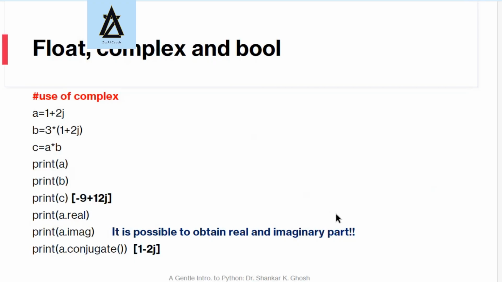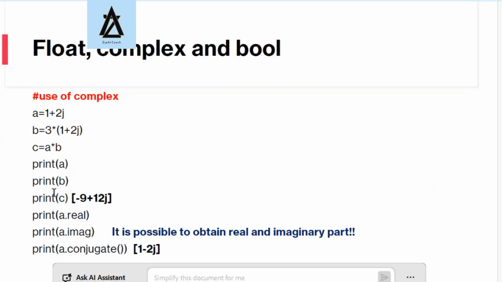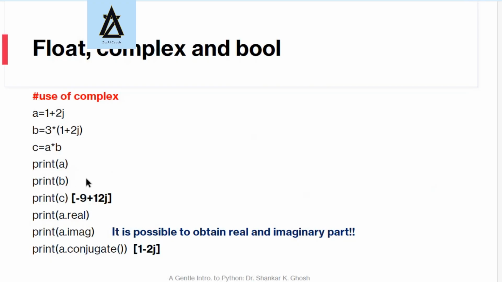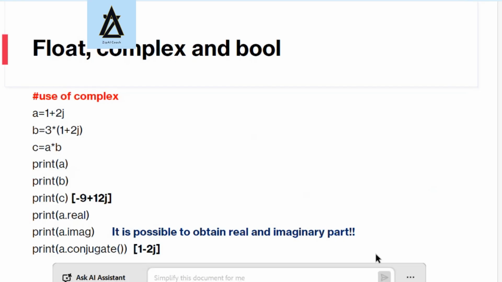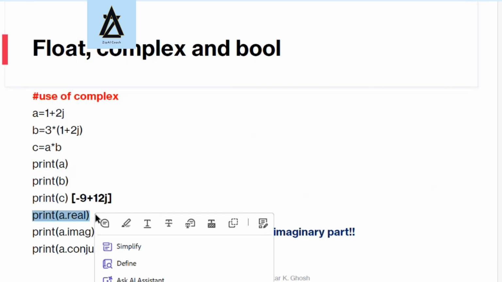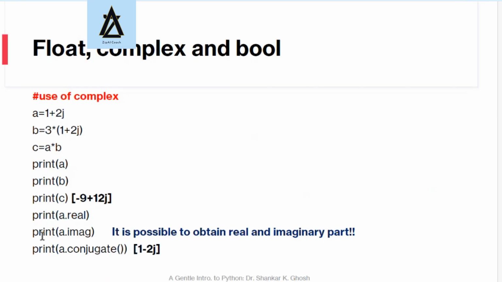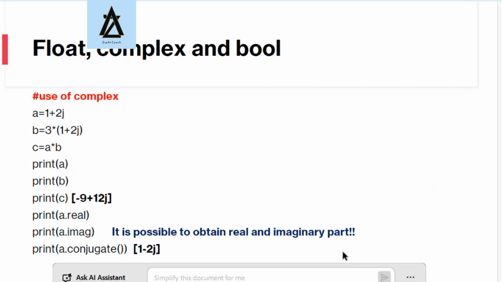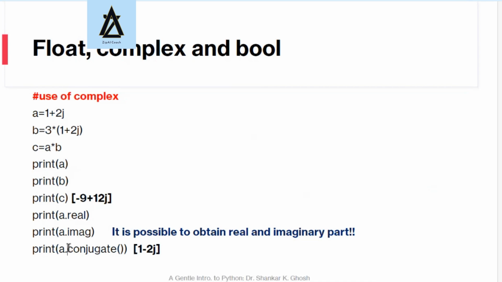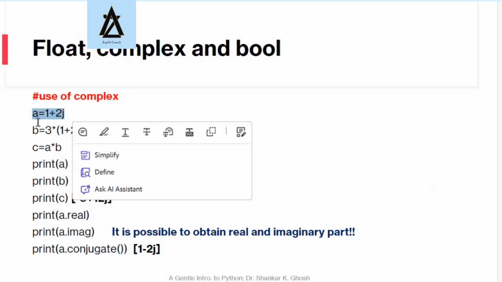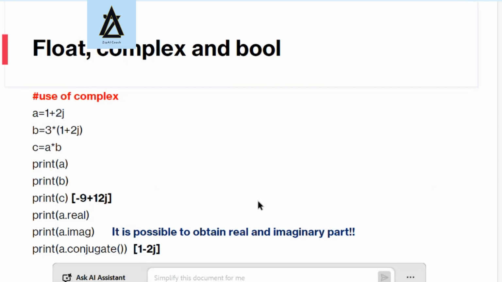For example, let's say two complex numbers A and B are there. If you want to print those complex numbers, you can write print A, print B, and it will print them. It is also possible to obtain the real and imaginary parts. For example, if you write print A.real, it will print the real part. If you write print A.imag, it will print the imaginary part also. If you write A.conjugate, then, since the complex number is 1 plus 2j, the conjugate is 1 minus 2j, and it will print 1 minus 2j.